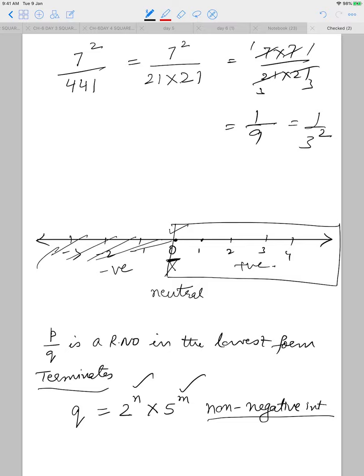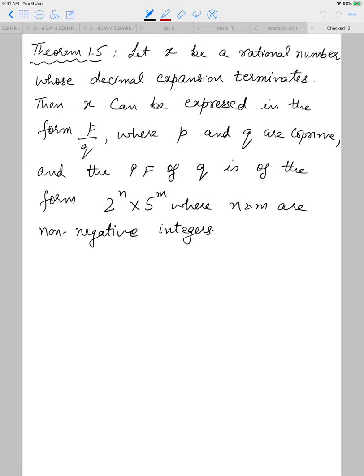Now the theorem says, it's there in your NCERT book, theorem number 1.5. Just read the statement very carefully, because these statements do come as MCQs or fill in the blanks in your exam as 1 marker questions many a times. So here the statement is, let x be a rational number whose decimal expansion terminates. It means I have been given that this is a rational number with a terminating decimal expansion.